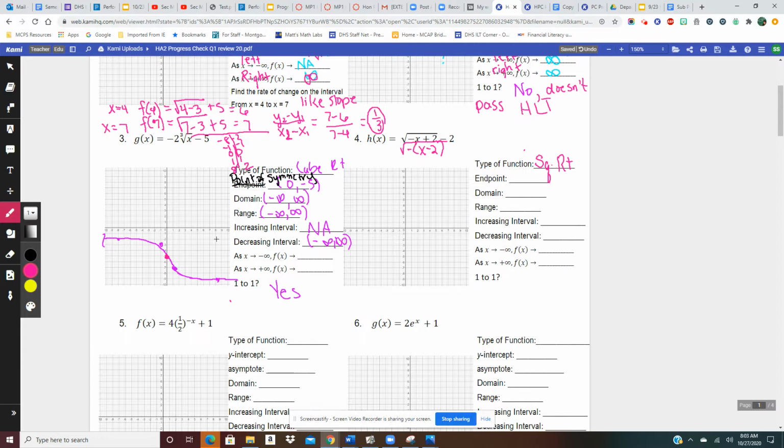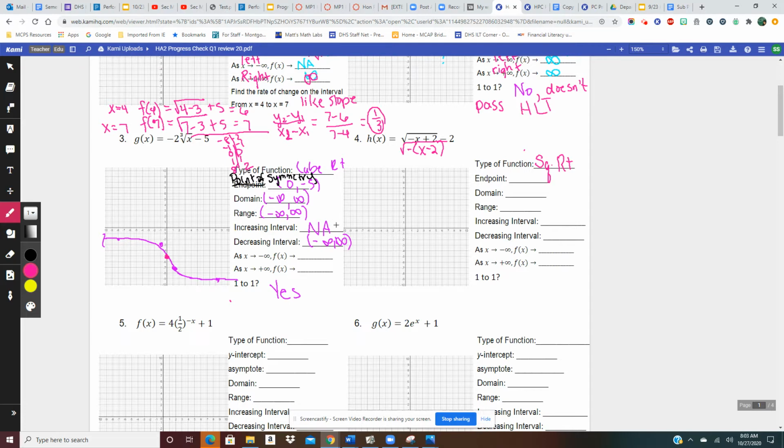So increasing interval. Again, don't look at the graph in pieces. You want to go from the left side to the right side. So if you go from left to right, it's on this side, and I'm going to go like this, decreasing, decreasing, decreasing the entire time. So that is decreasing. You're going to write the domain of infinity to infinity.